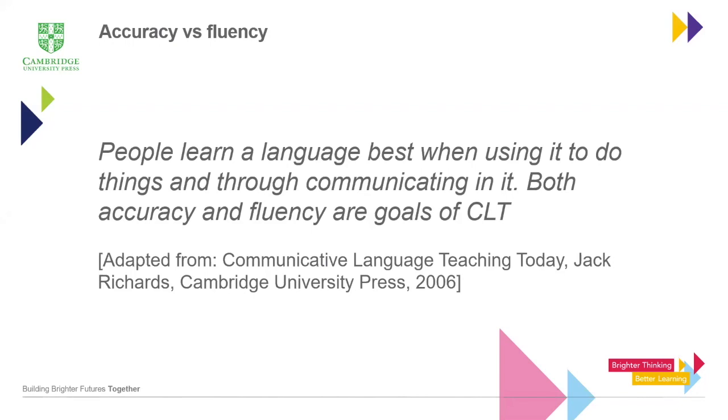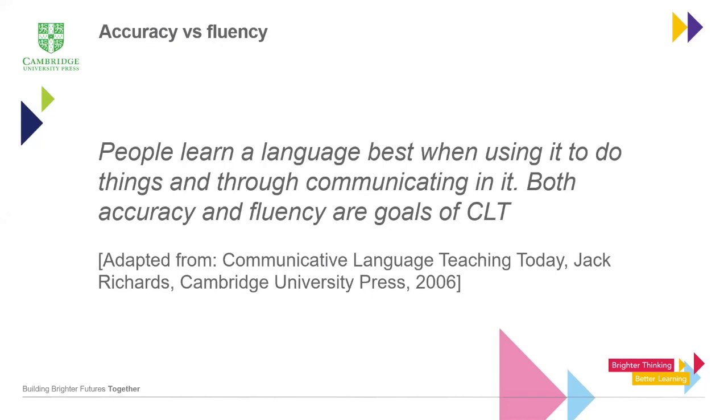People learn a language best when they're actually using it, when they're using it to do something, not through mechanical activities, not through rote learning activities. I think it's true to say there is a place for controlled practice activities in learning a language, but what's the point if all language learning is just rote learning and learning how to do things accurately? There comes a time when we need to put that learning of accuracy into practice. And that's what Jack Richards is saying. People learn a language best when they're using it to do things and through communicating in it. And both, therefore, accuracy and fluency are the goals.